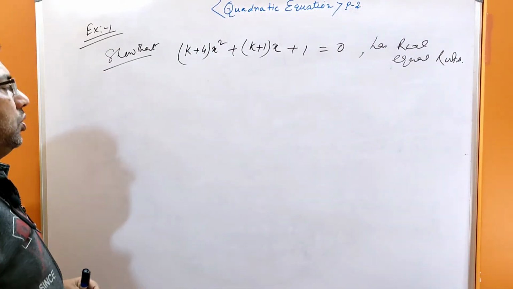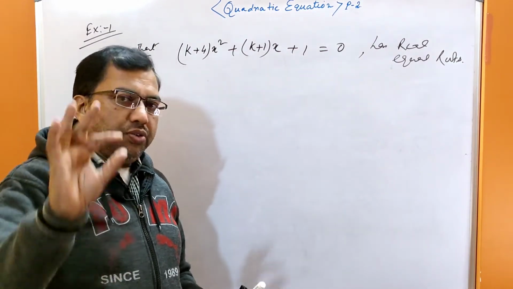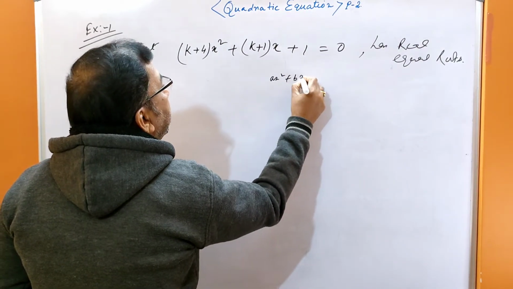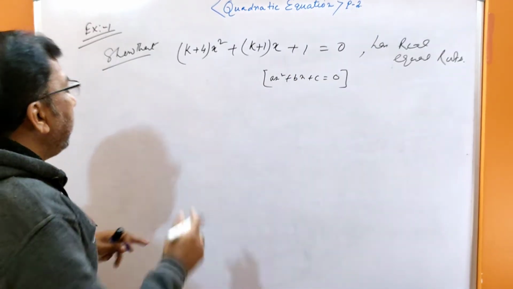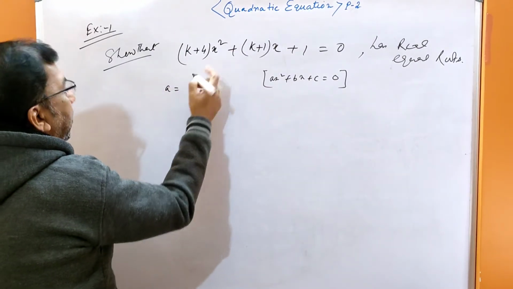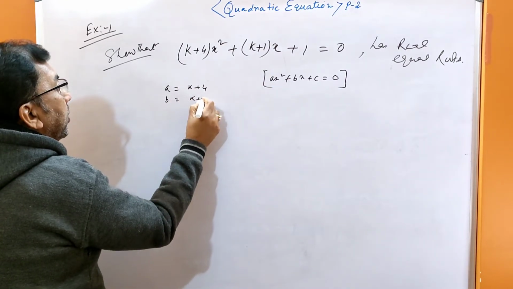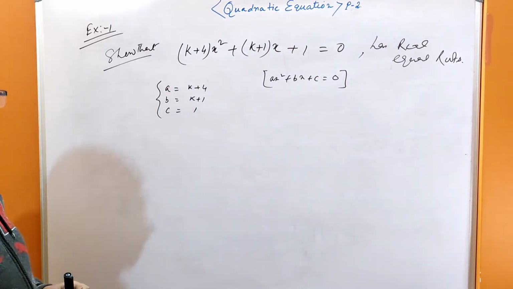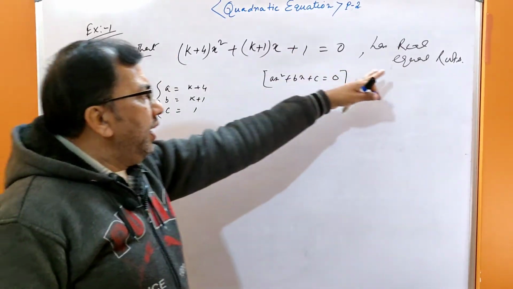How will you prove? The standard form of a quadratic equation is ax square plus bx plus c equals 0. In this case, as I have told earlier, a equals k plus 4, b equals k plus 1 and c equals 1. This you have to write at first. Clear? Then you have to show the real and equal roots.